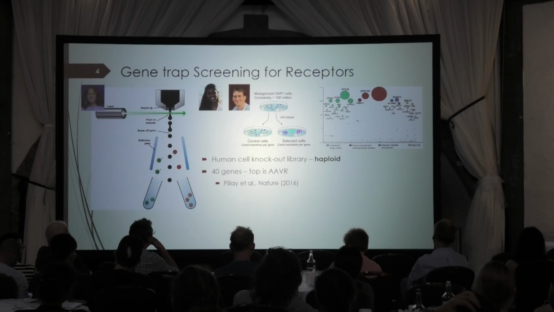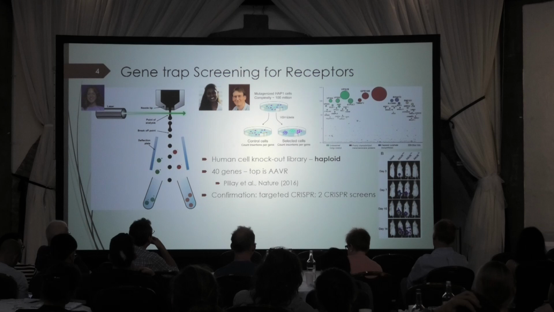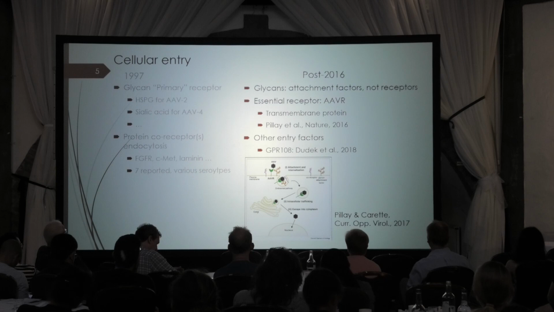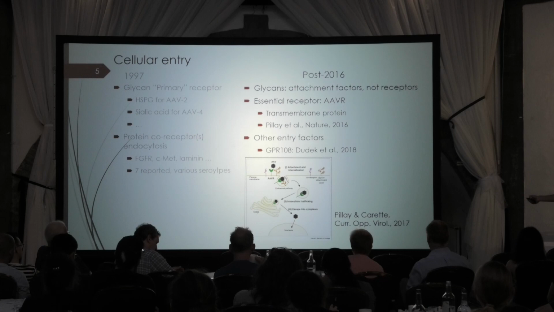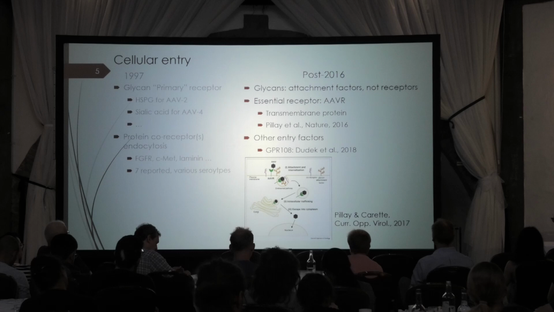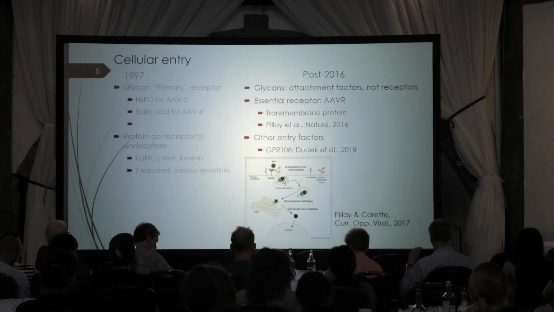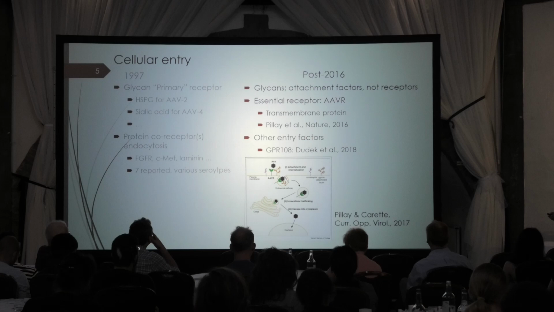This has now been confirmed by several different groups using the new technology, CRISPR libraries, etc. Two groups have done it that way, and we also have transgenic mouse models that confirm that this is a really important cellular entry molecule. So the knowledge of how AAV gets into cells has changed quite dramatically, and we now think of the glycans as being, quote, mere attachment factors anchoring the virus, and it's really AAVR that gets the virus in through endocytotic entry. The screen revealed a number of other membrane proteins that were involved in the trafficking of AAV towards the nucleus.